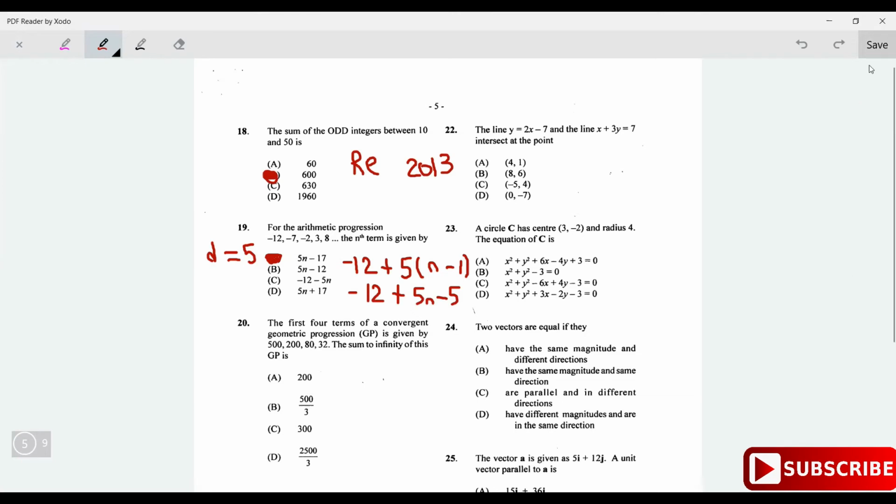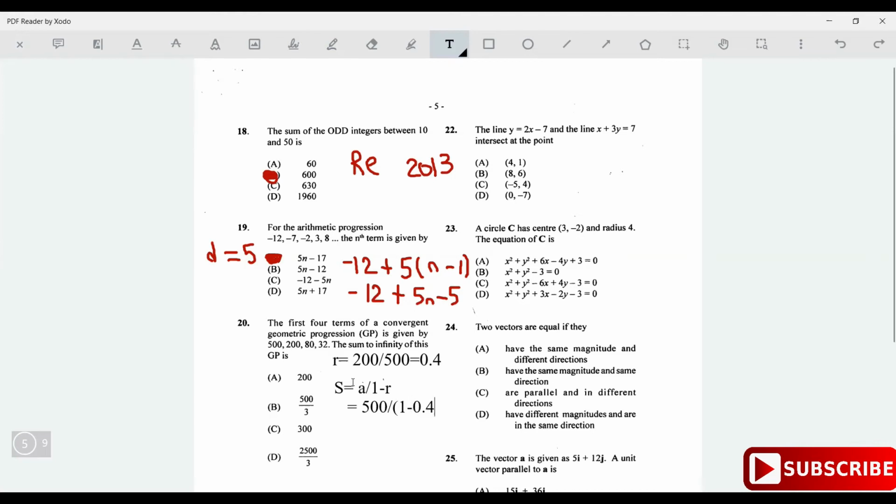Moving right along. Question 20. You have the first 4 terms of a geometric progression, and they ask for the sum to infinity. To find the sum to infinity, first we need to find the common ratio r. The common ratio r is t2, 200, divided by t1, 500. Did that, you get 0.4. Good. Now how do we find the sum? Sum to infinity is equal to a divided by 1 minus r. And so the first term is 500, and 500 is going to be divided by 1 minus 0.4, which is 0.6. So we get 500 divided by 0.6. Put that in a calculator. You're going to get 2,500 over 3. Easy, soft, capital T.